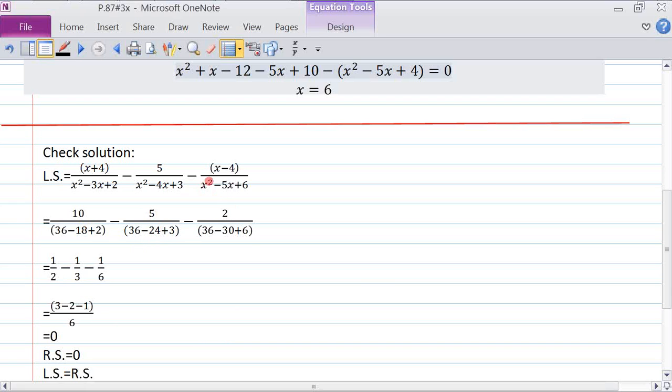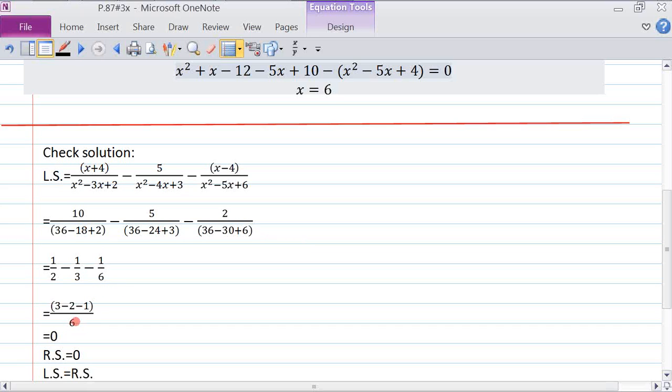Here, I have x squared, 36, minus 5 times 6 minus 30, plus 6, and 6 minus 4 is 2. Remember, we're working on the x equals 6, plugging into the equation. So this becomes minus 2 over 12, which is 1/6. So each one of these we reduce. This was 10 over 20. I made it equal to a half. This was 5 over 15, it reduces to a third. 2 over 12 reduces to a sixth.